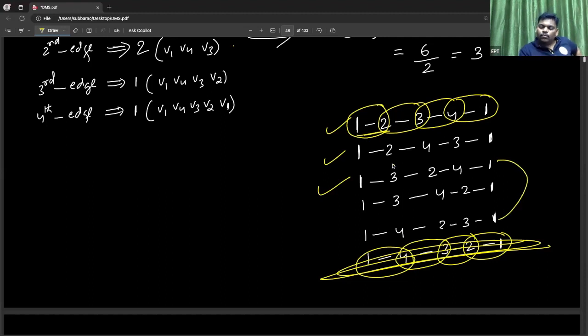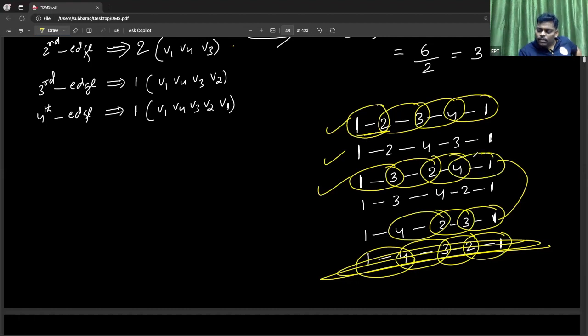Check. Is 1, 3 there here? Here also 1, 3 is there. 3, 2 is there here, here also 3, 2. 2, 4 is there here, here also 2, 4. 4, 1 is there here, here also 4, 1. So it is a copy. Next, check.